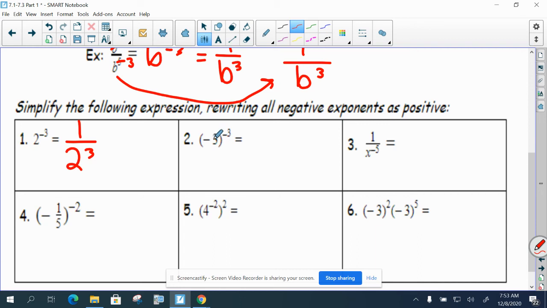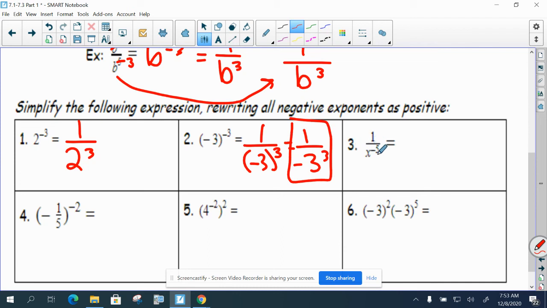So don't get confused with a negative base and a negative exponent. If the exponent is negative, the first thing you want to do is make it positive by flipping it. So 1 over negative 3 to the third. Now, since we can't have parentheses, and since the exponent is odd, the negative sign is going to stay. So we'll have 1 over negative 3 to the third for that final answer.